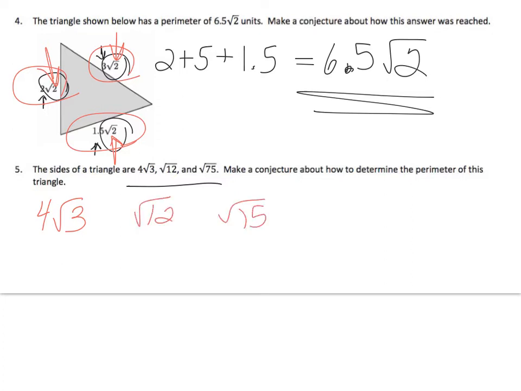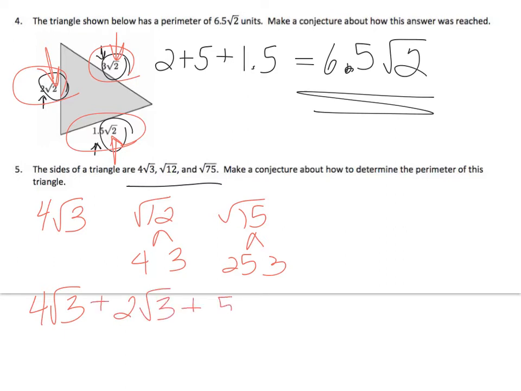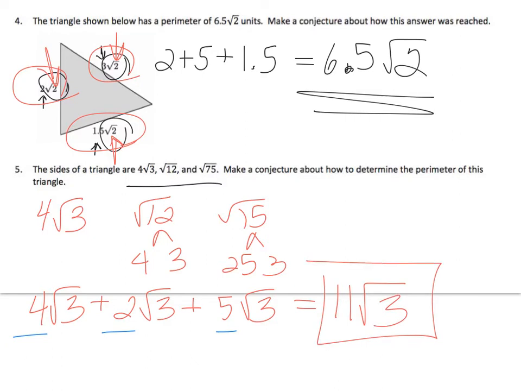So let's see if I can simplify these. This is 4 times 3 and 25 times 3. So this is 4 square roots of 3. 4 is a perfect square, so 2 square roots of 3. And 25 is a perfect square, 5 square roots of 3. So if I add together the coefficients, 4 plus 2 is 6, plus 5 is 11 square roots of 3, being the perimeter.